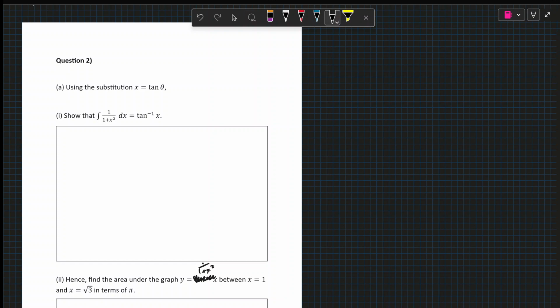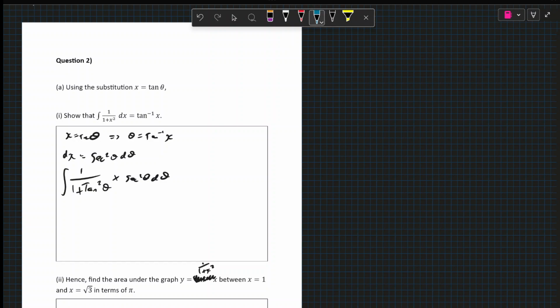So this is a common result that you should actually know by heart, but this is how you derive it. So we let x equal tangent theta, and I'm just going to put here that theta is tan inverse of x. When we differentiate this, we end up getting dx equals sec squared theta d theta. This becomes dx by d theta, and then you multiply the d theta over. So when we substitute into our integral, we get 1 over 1 plus tangent theta squared, times dx, which is now sec squared theta d theta.